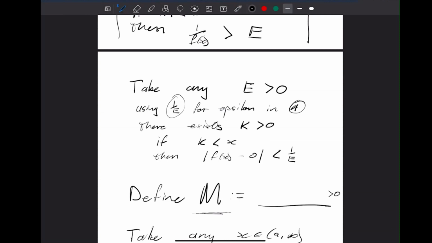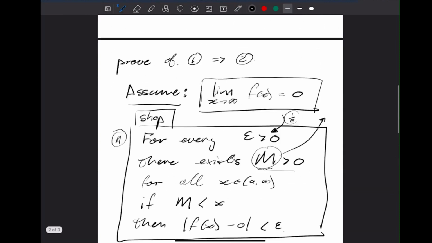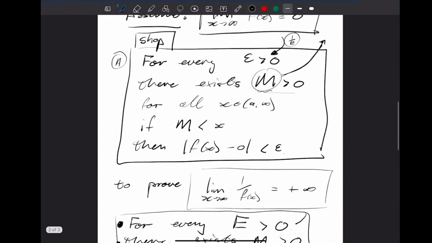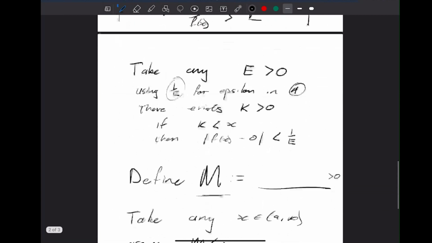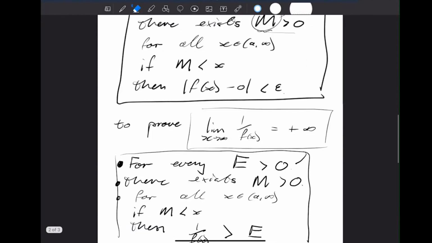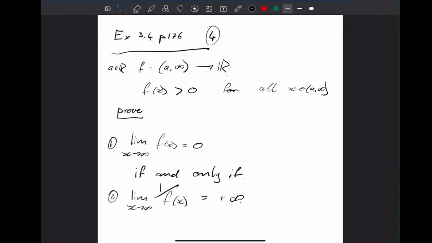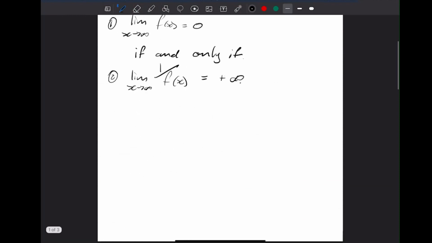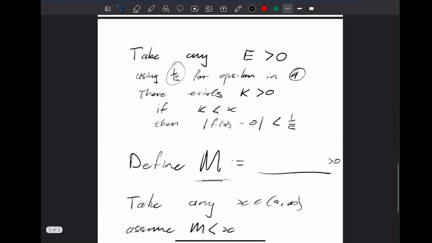Because we paid with 1 over E, the number that we get out works with the 1 over E. And also, notice here, remember in the problem statement, f of x is positive. So minus 0 doesn't change anything, and f of x is positive, so we can get rid of the absolute values. And this, I think, will get us there.